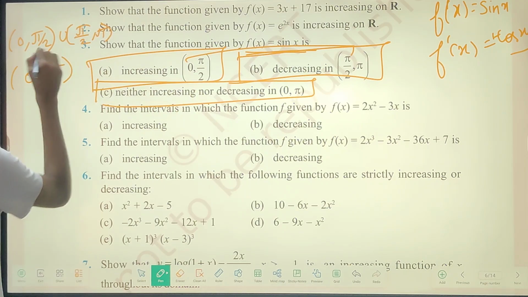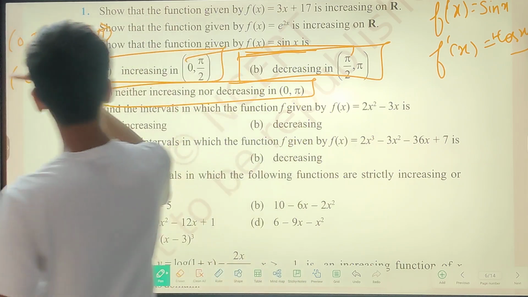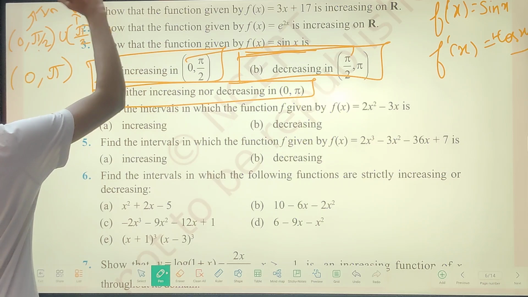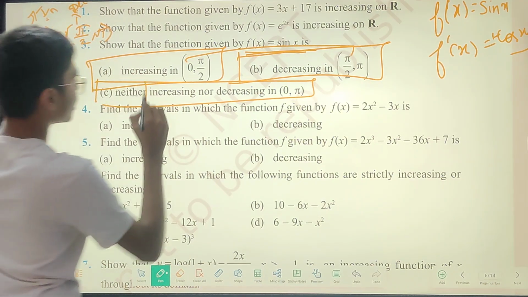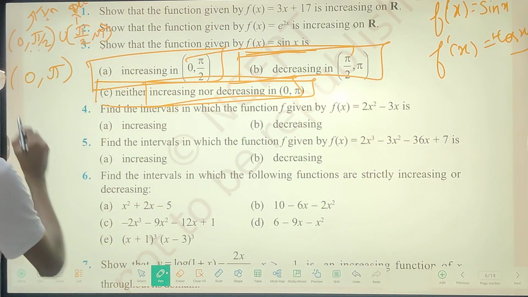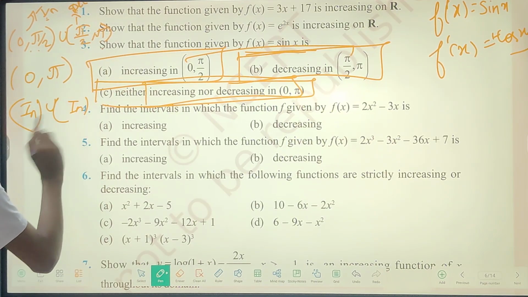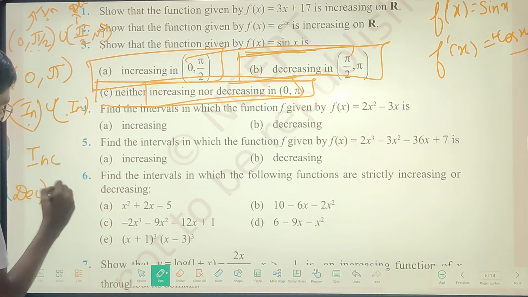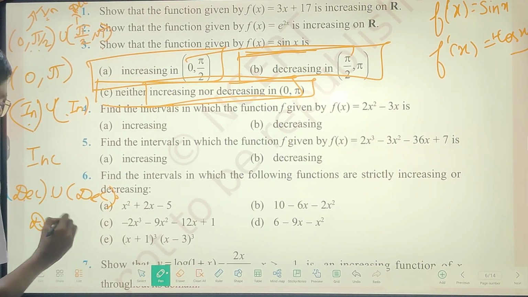0 comma pi. Also note this interesting point: when you have two different domains, one increasing and the other decreasing, the union will not be purely increasing or decreasing. But when one domain is increasing and the other is also increasing, the union will be increasing only. Similarly, when both domains are decreasing, the union will give you decreasing.